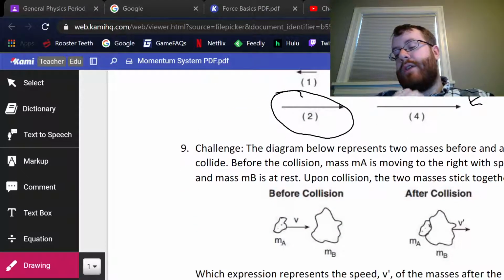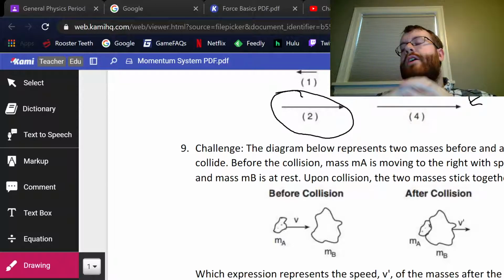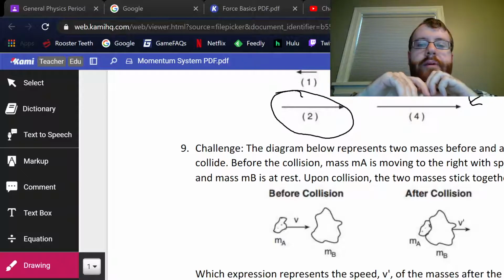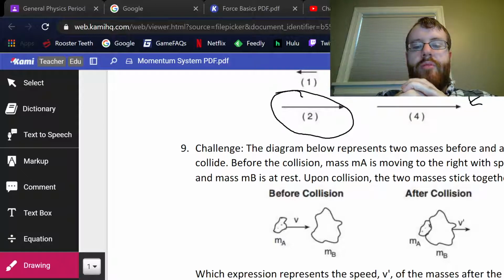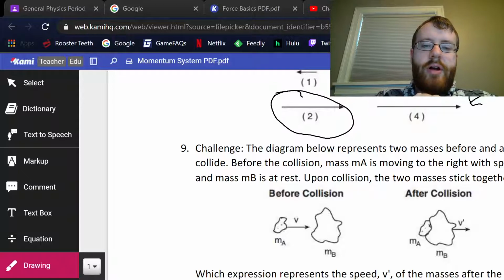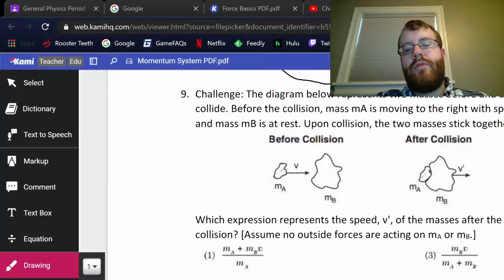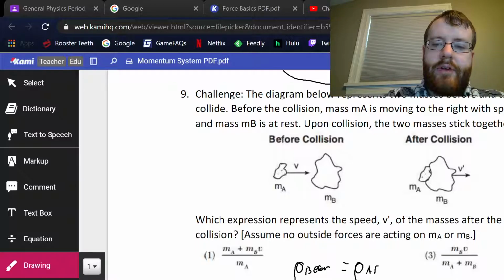Okay, question 9. Question 9 is a challenge question. And it's definitely a challenging question overall. It's pretty rare these days to see where they're asking you to figure out the notation of something. We often, these days, just talk about numbers. But let's do the notation here. So the momentum before has to equal the momentum after.